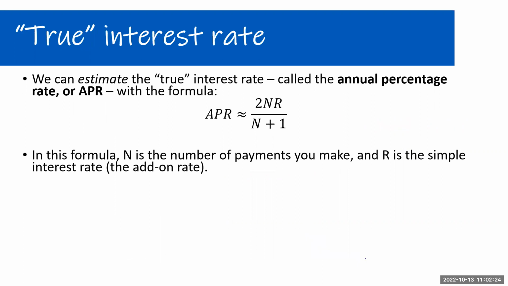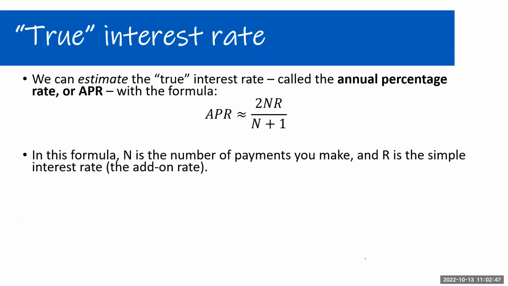Now, again, the add-on rate often looks better than it actually is. If we want to get a better idea of what's going on, we can calculate the APR, which is the annual percentage rate. And in our class, we're going to use an approximation formula. Again, you could use more technical calculators. You can find things online, which you won't be able to do for a test, so don't rely on that other than checking answers.